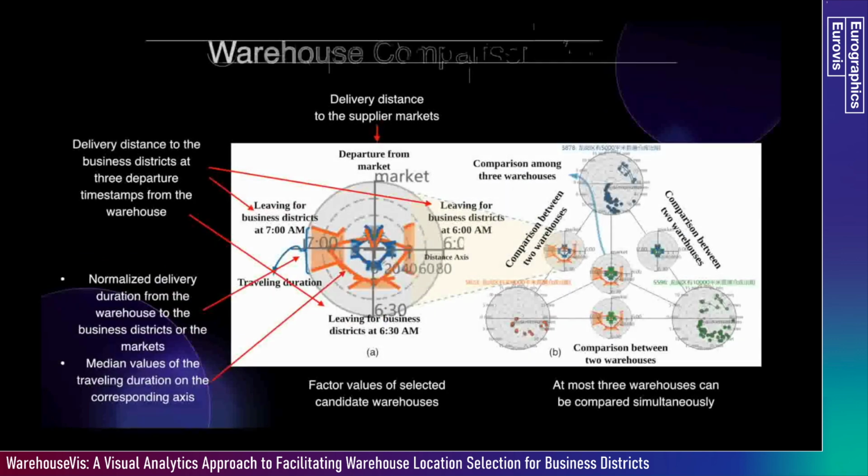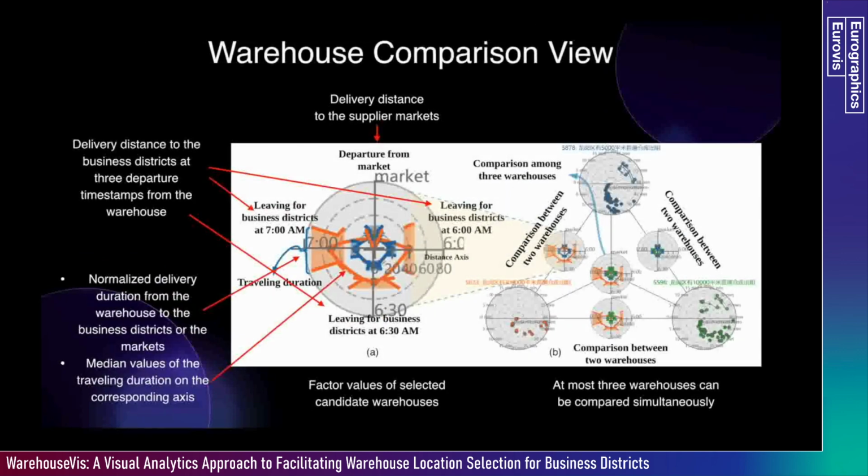The warehouse comparison view allows users to investigate the differences among a few candidates. 3 axes indicate the delivery distance to the business district at 3 departure time steps from the warehouse, and the 4th one means the delivery distance to the market. The height of the curve represents the normalized delivery time from the warehouse to the business districts or the markets, with the solid lines indicating the median value of the traveling duration on the corresponding axis.